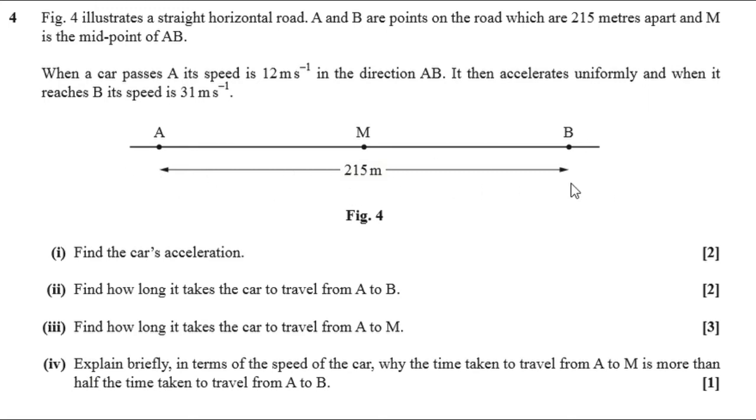So don't get confused. The entire length or displacement of A and B is 215 meters. So we need to find the acceleration, the time it took from A to B, and the time it took from A to M. Then using these two things to explain why the time of the car from A to M took more than half of the time from A to B, given that M is the midpoint of AB.